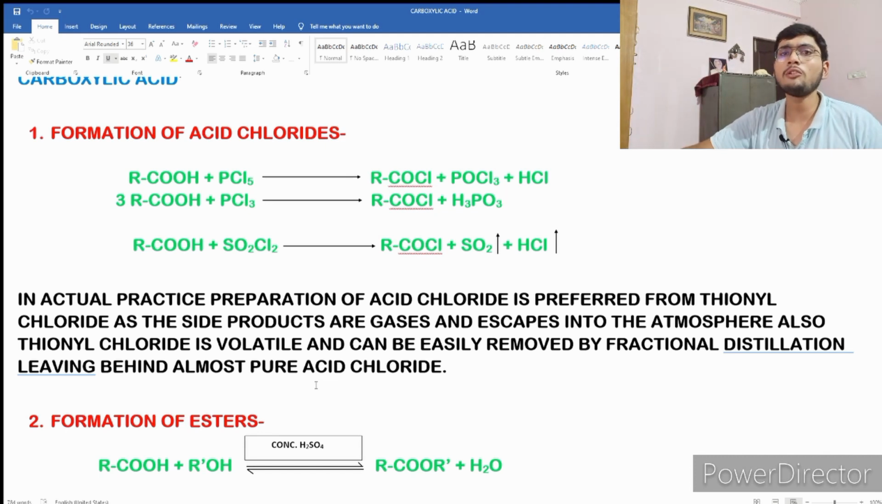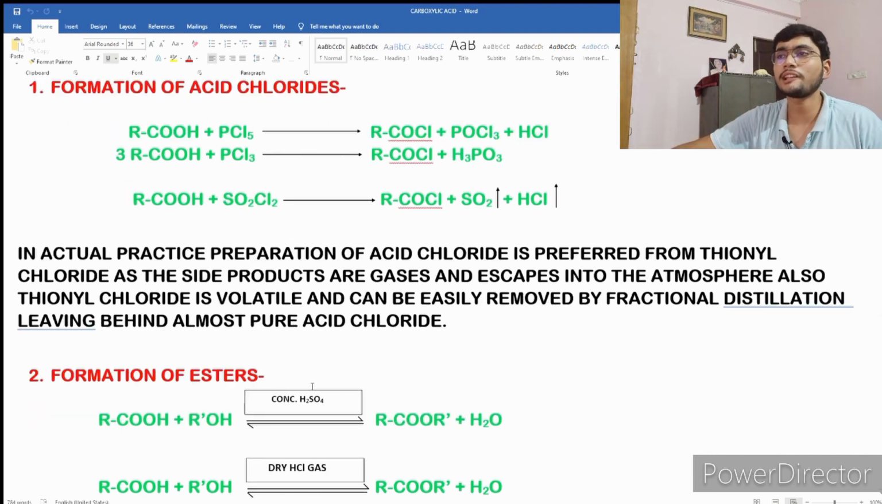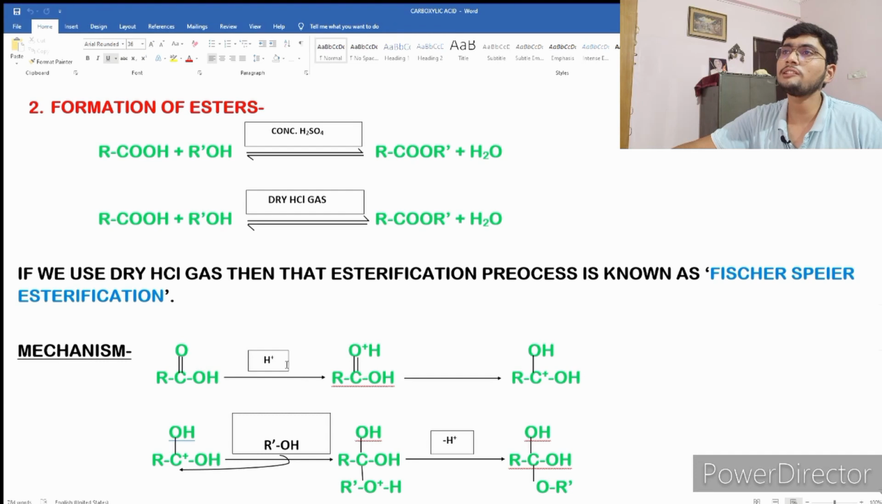So this is basically how acid chlorides are formed. One functional derivative can be formed easily, I have taught you. Now coming to the second functional derivative, that is esters. Esters can be simply prepared by reacting the carboxylic acid with the alcohol in presence of concentrated sulfuric acid or in presence of dry HCl gas. But if you take dry HCl gas, that reaction is a named reaction known as Fischer-Speier esterification.